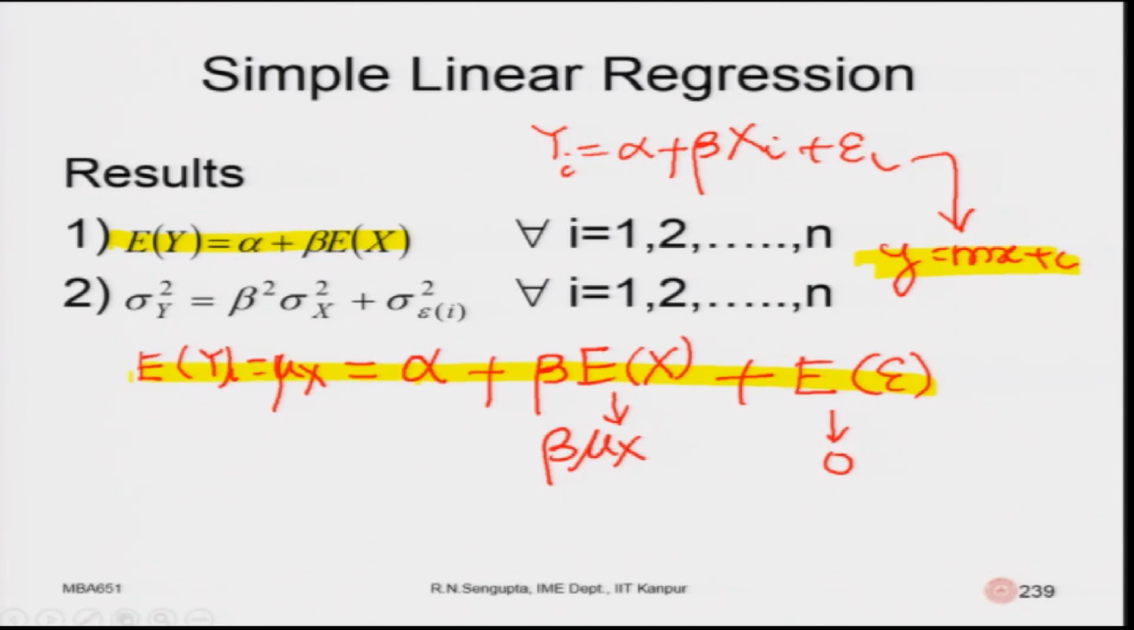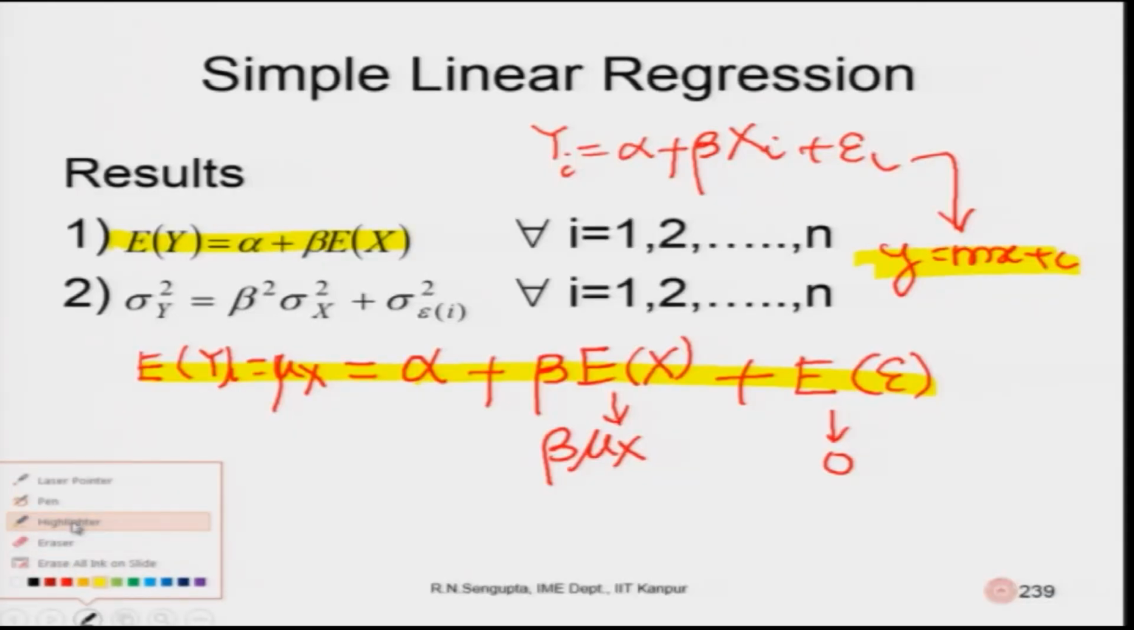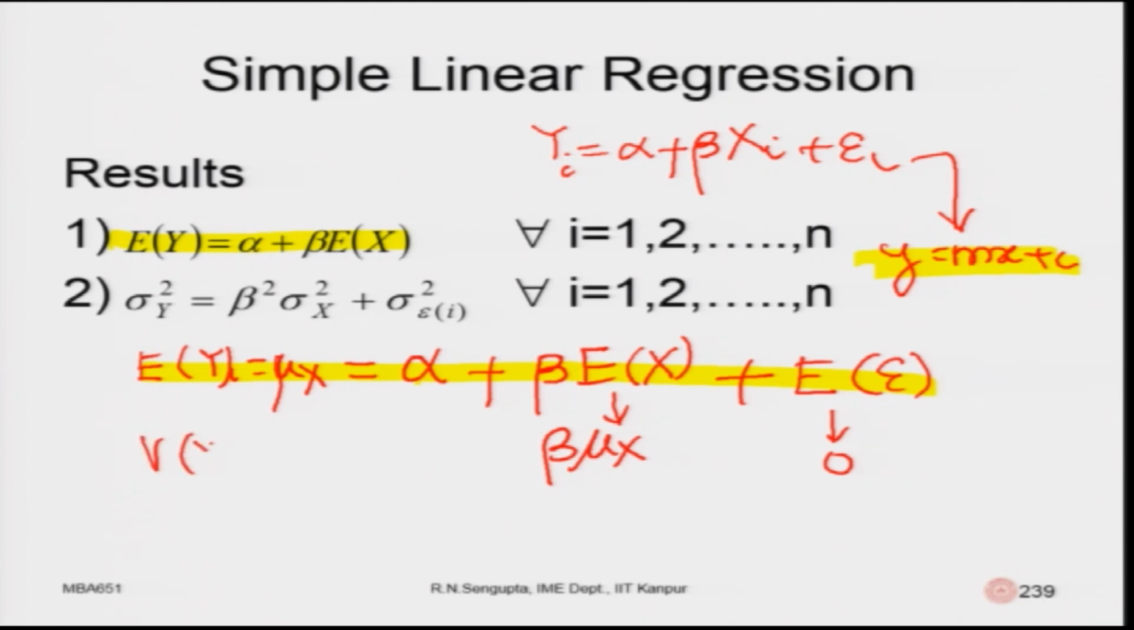Now, we need to find out the variance of y, and I will also draw in order to make you understand. So, once I finish, I will erase on this slide only and draw it. So, let us go to the variance. The variance of y, consider this is equal to sigma square suffix y.